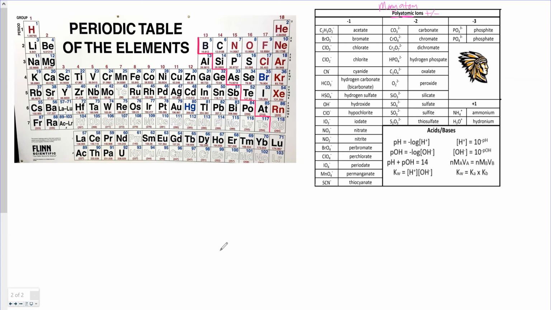All right, so we talked about ionic being a metal and a non-metal. The other thing you can have is a metal and a polyatomic. So this is your table of polyatomics. It is literally the same thing, and actually it's even easier to name it, okay? It's even easier because you don't have to change the name of the polyatomic at all. You name the metal, you name the polyatomic, okay?